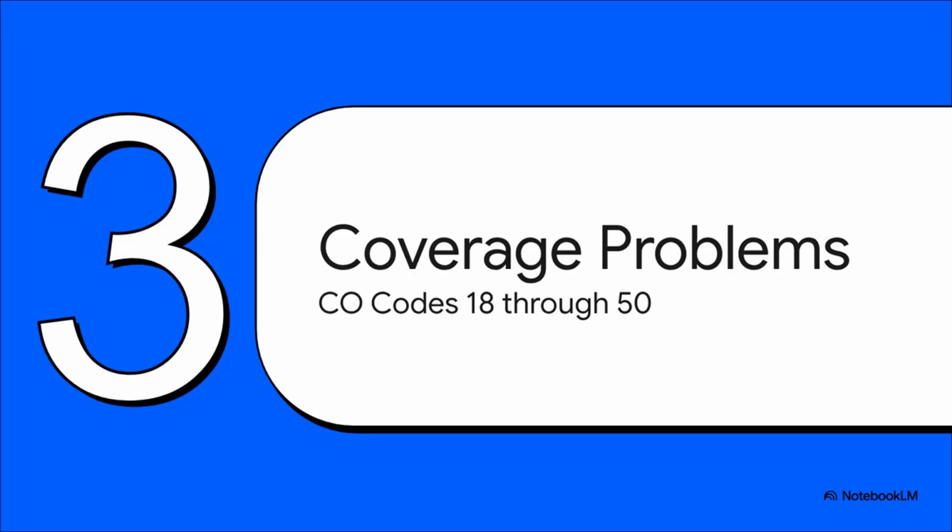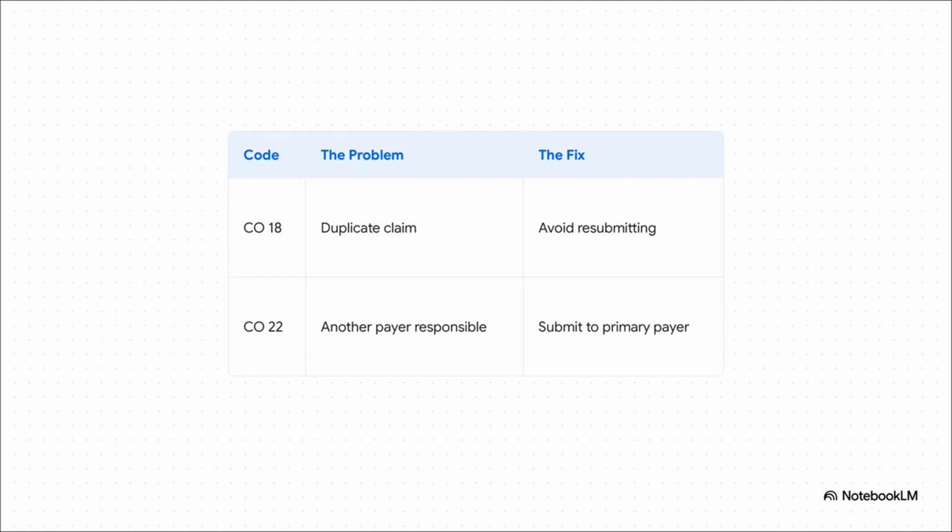All right, we're heading into the home stretch. This last group of codes, this is where things get a little more complex. We're moving away from simple typos and getting into the weeds of insurance rules, payment agreements, and who's supposed to pay for what first. First up, a couple of super common administrative headaches.